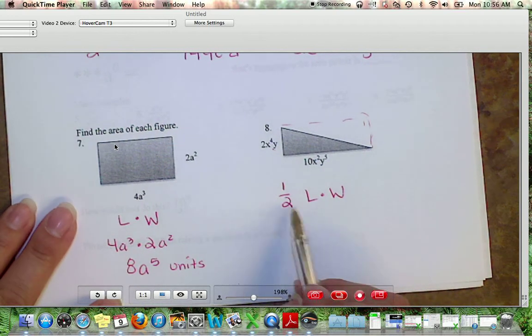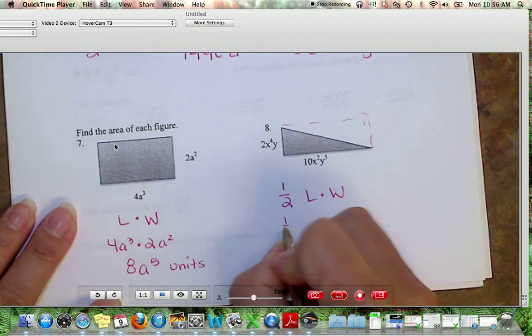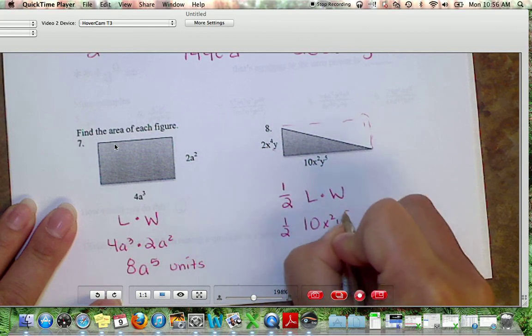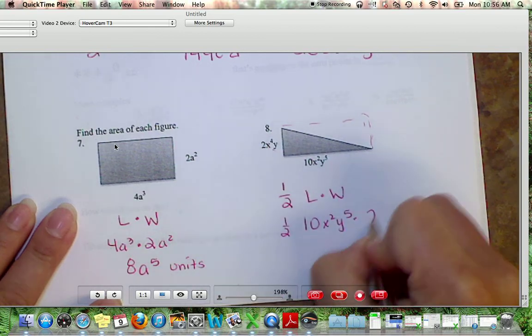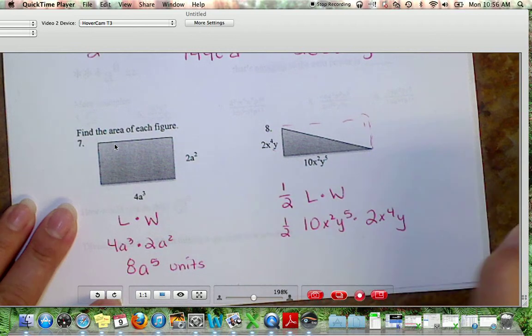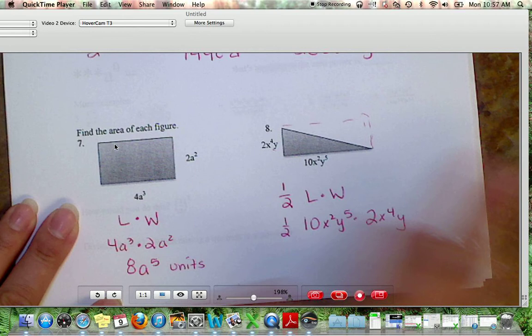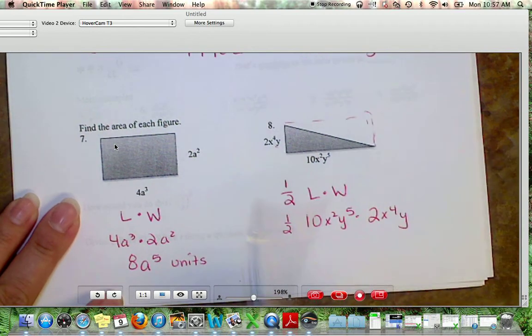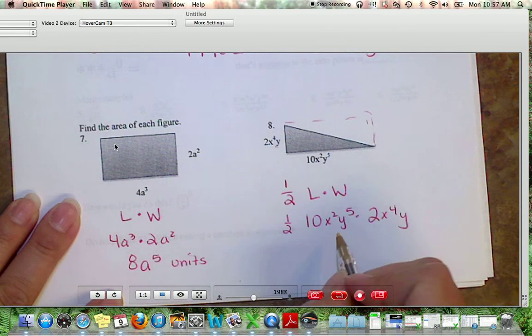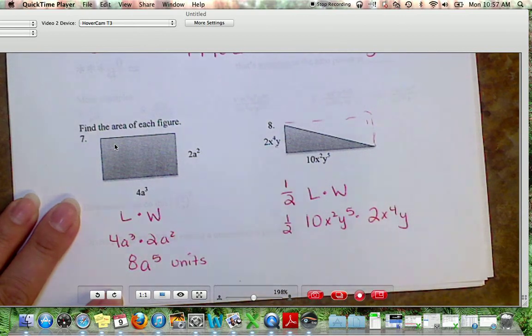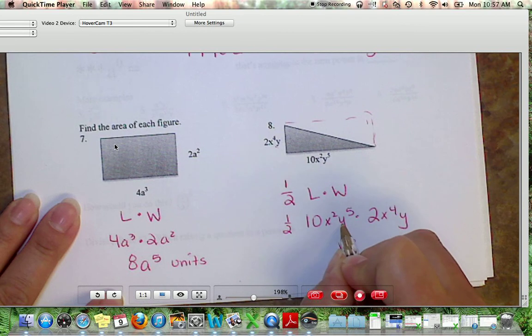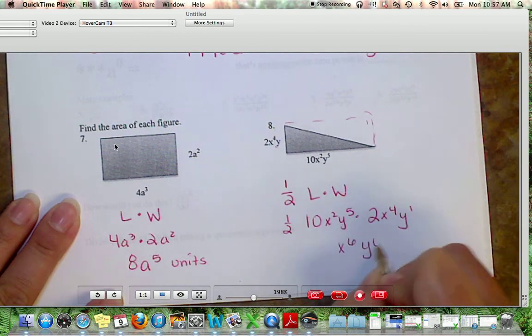And then here, 1/2 length times width. The length is 10x to the 2nd y to the 5th, and the width 2x to the 4th y. And these are commutative, so it doesn't matter what order you put them in, whatever you want to call the length. I always call the long one the length, but it doesn't really matter because we're multiplying them together. Now, let's do variables first. X to the 2nd, x to the 4th, that's x to the 6th. Y to the 5th, y to the 1st, that's y to the 6th.